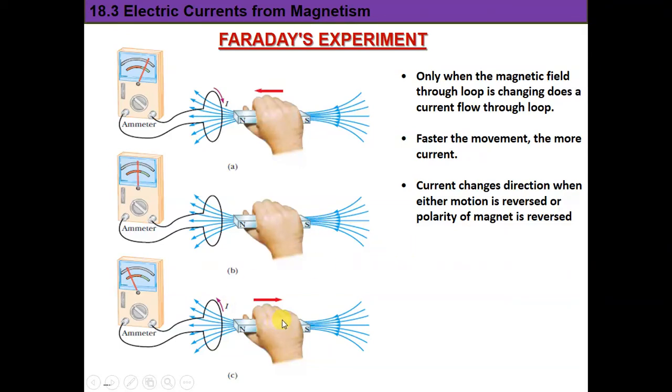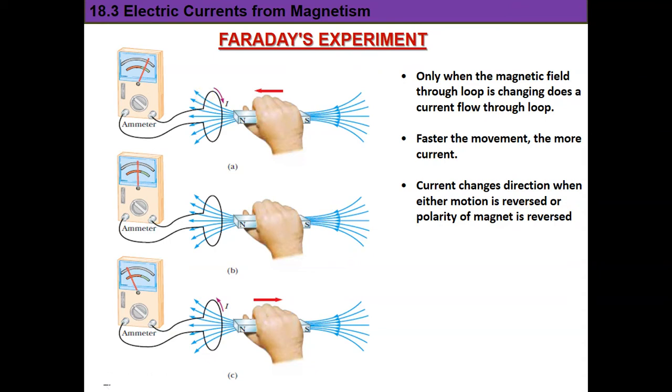Today we are going to continue the last section, electric currents from magnetism. Last time we talked about electromagnetic induction. We said that whenever you have a loop of wire and a magnet that you move in and out of this loop, you will cause the charges, which were at rest, to move.